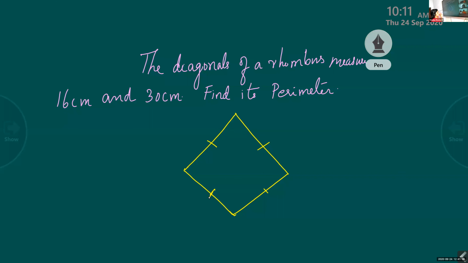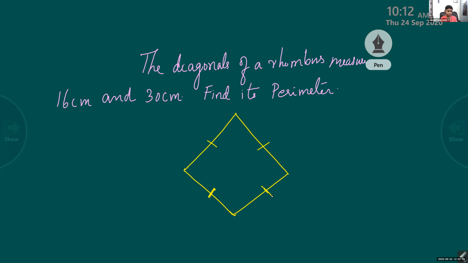So if you want to find the perimeter of the rhombus, what do you have to do? All the sides are equal. So what do you have to do to find the perimeter? You have studied the formula, no? The length of one side. What do you have to do to find the perimeter, children? Side into side.